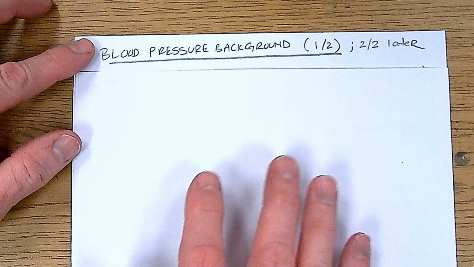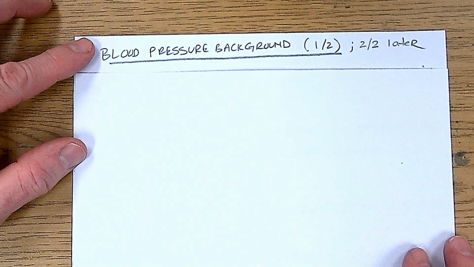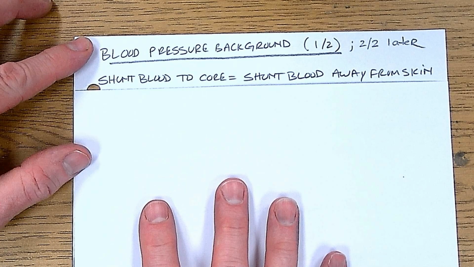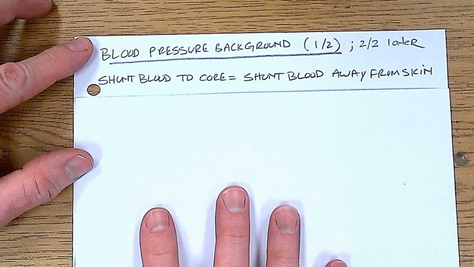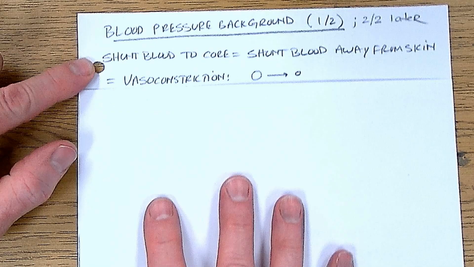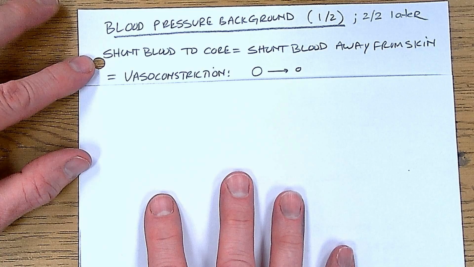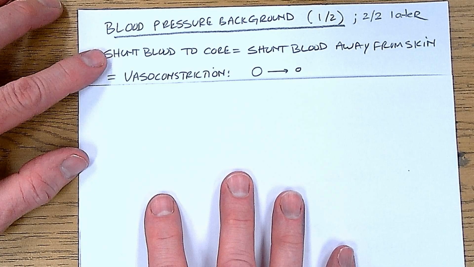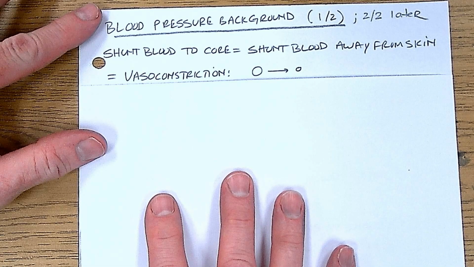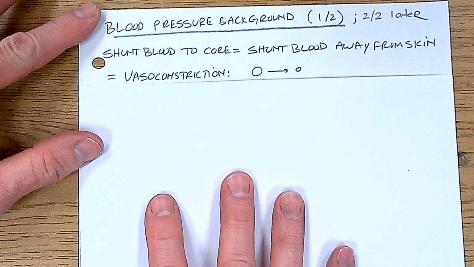All right, we're going to do a little bit of blood pressure background here. We're actually going to do it in 2 or 3 parts, okay? So first of all, there are a couple things that we can do to alter your blood pressure, okay? We can shunt blood to the core. When you shunt something, it is directing fluid away from something or towards something. So in this case, we're shunting blood to the core, and that means we're shunting blood away from the skin.